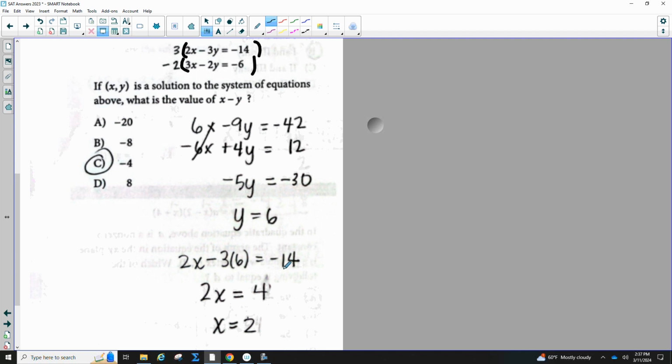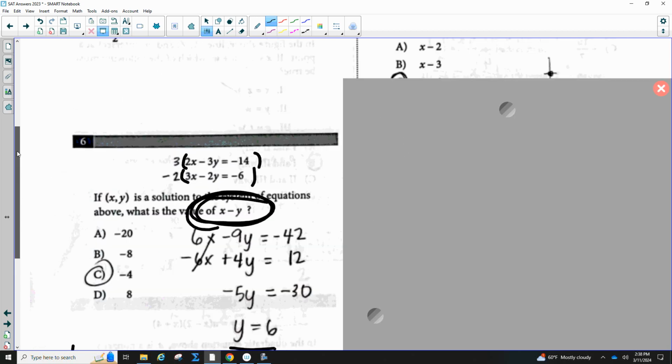And again, make sure you don't pick an answer until you read what it says. What is the value of x minus y? So after you get x and y, be sure you do x minus y, okay? They like to add that one extra step at the end. Okay, number 7. Actually, what are we on? Yeah, number 7, what did you guys get?